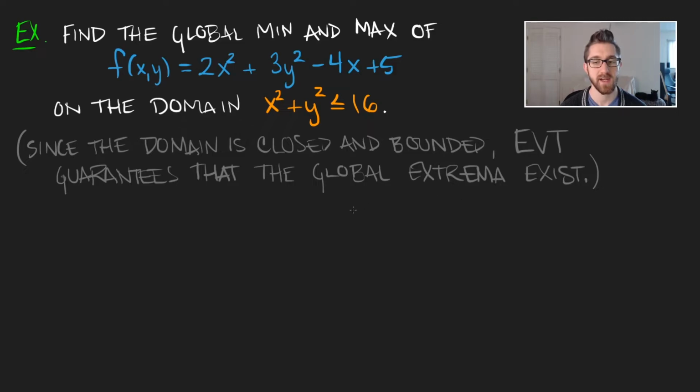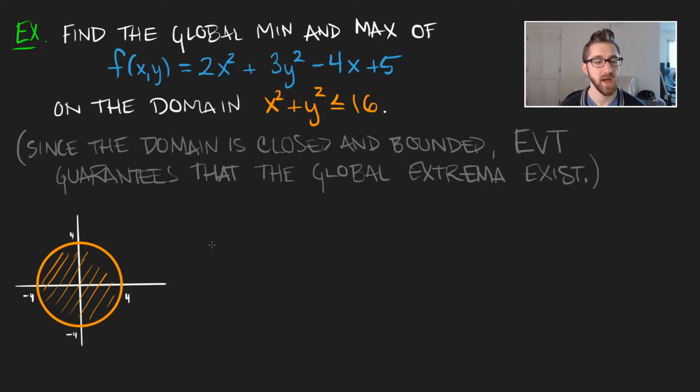But again, that doesn't actually help us find the global extrema. To find them, we actually have to consider a couple of cases. So here's a sketch of the domain. And looking at the sketch, there's sort of two different cases for where the global maximum and minimum could be.